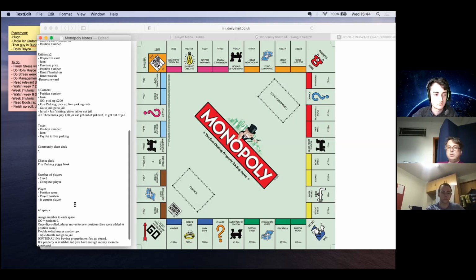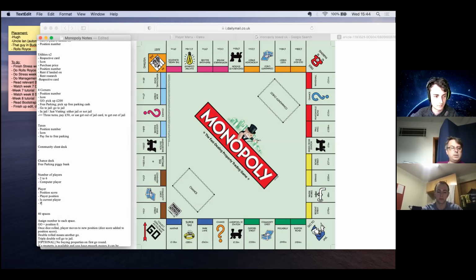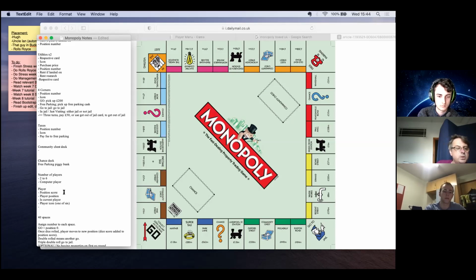Should we have an icon? Yeah. Okay. That we know the game needs, if we want it to be traditional Monopoly, the game needs to have 6 different player icons available? The player has to have money as well, don't they? Yes, is that what score is? Oh no, position. Sorry, that's position score.